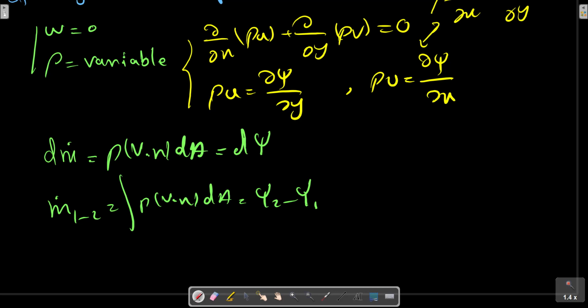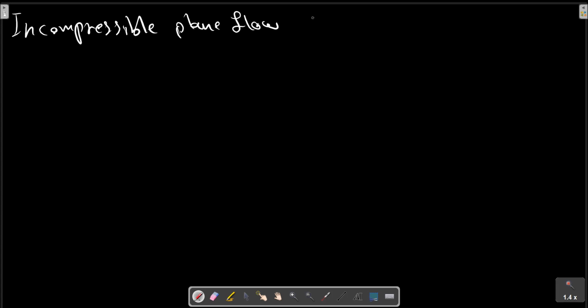and further assumptions must be made to effect an analytical solution to typical problems. The next subsection on the stream function is incompressible plane flow in polar coordinates. Suppose that the important coordinates are r and theta.